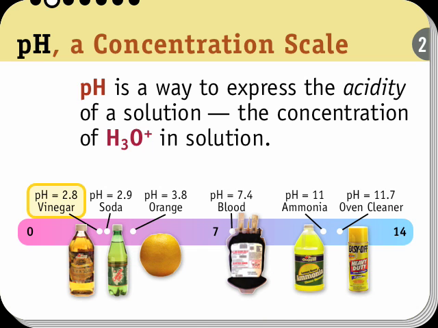Vinegar has a pH of about 2.8 and so does a soda. An orange has a pH of about 3.8. At the high end of the scale, household ammonia has a pH of about 11. Oven cleaner, which is really sodium hydroxide, has a pH of 11.7. About in the middle of the scale is blood, with a pH of 7.4, slightly on the basic side of neutral.